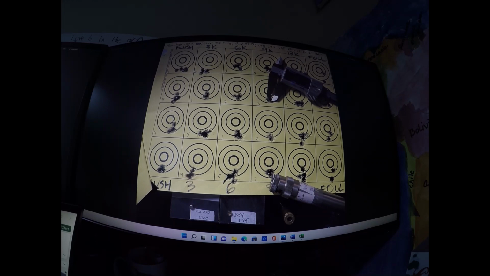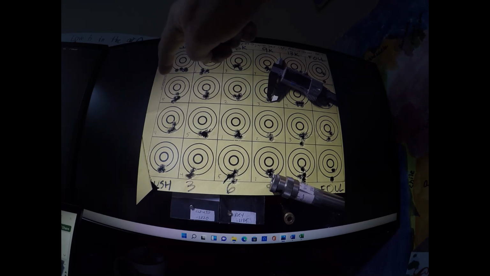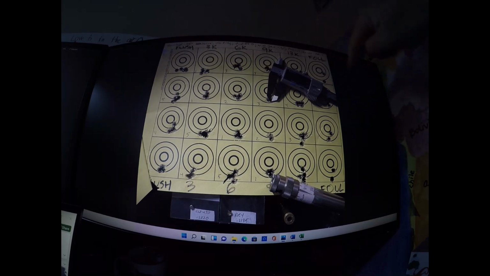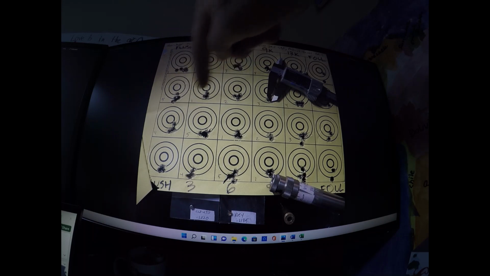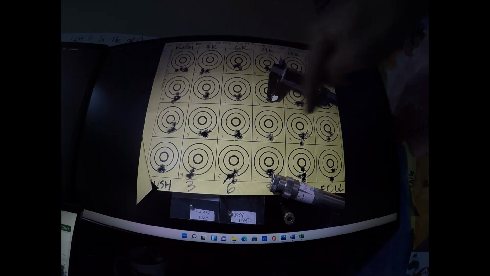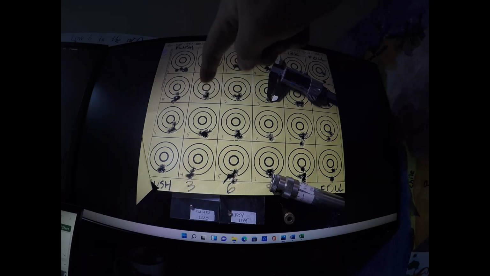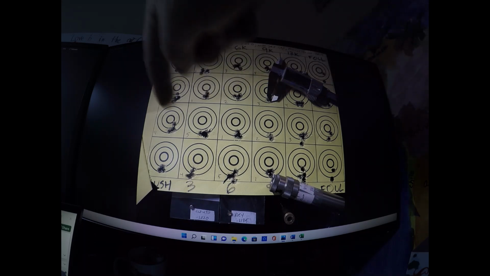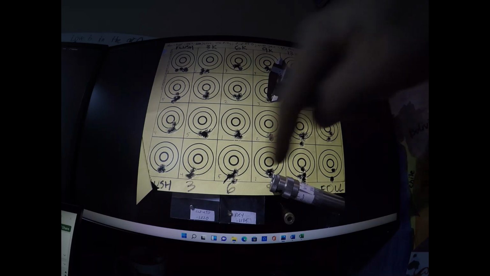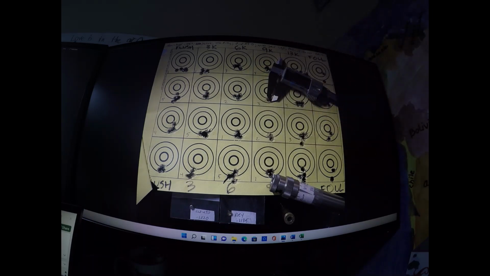The groups were shot in a different order each time, so I changed the order. You can see the numbers on here, 1, 2, 3, 4, 5, and then I have 5, 1, 2, 3, 4, 4, 5, 1, 2, 3. What I ended up doing is I shot this first during this string, and then I shot this first during this string, and then this first during that string. And I have a fifth target that I had to use because I ran out of targets here.